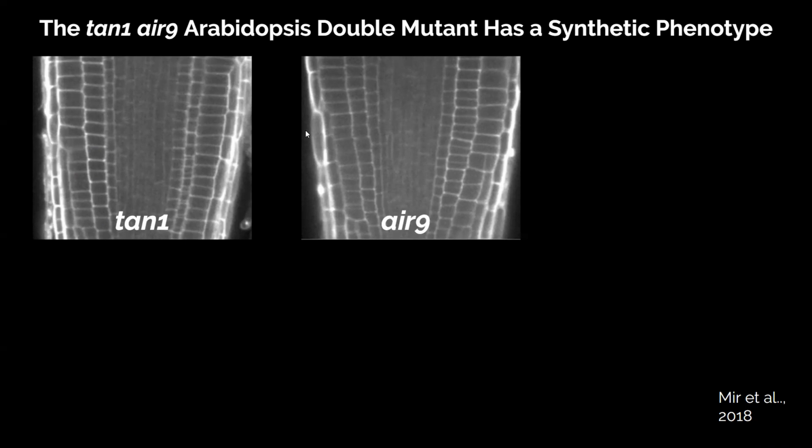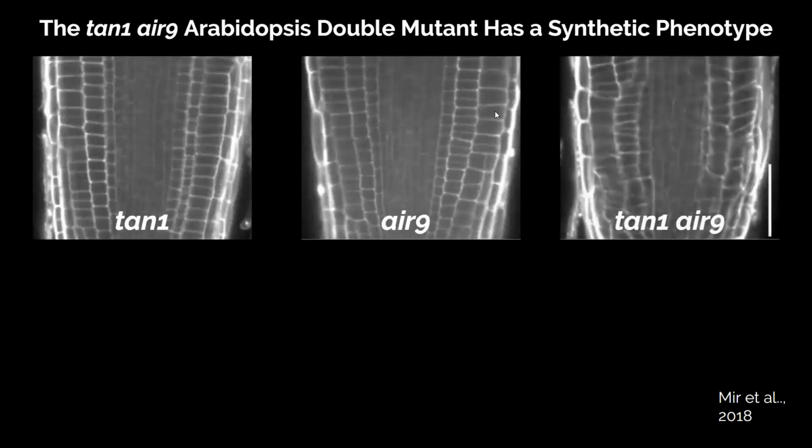AR9 is another division site localized protein, and hopefully what you can tell from here is that they too have no division plane orientation defects. However, when you have mutations in both of these genes at the same time, now you see something that resembles that Tangled 1 mutant in maize, where now you have these unusual cell shapes as a result of misplaced division.